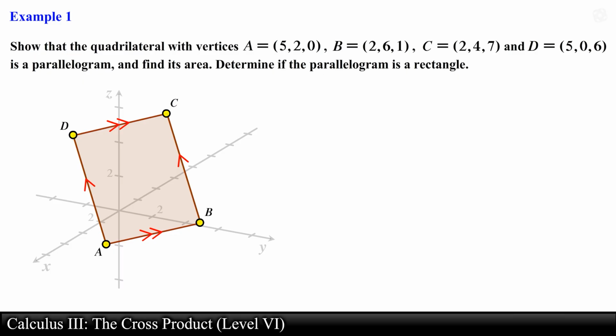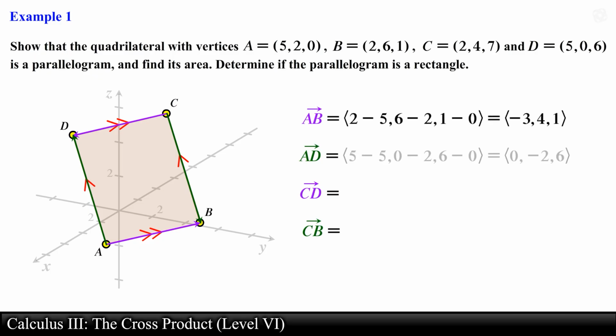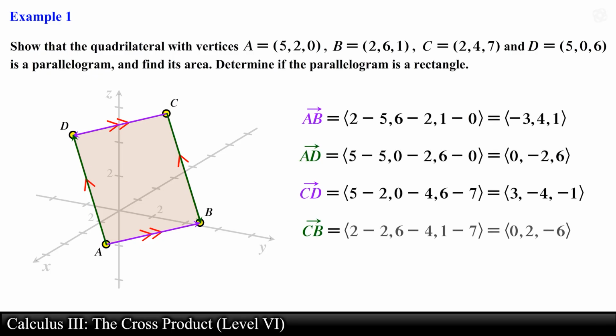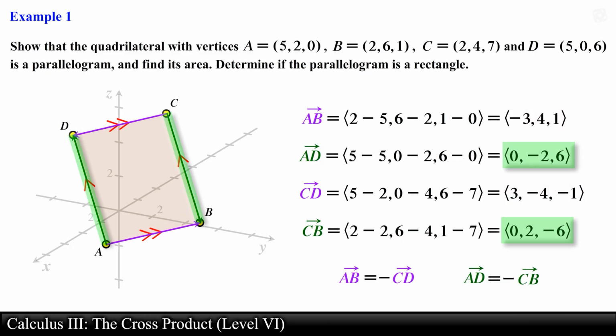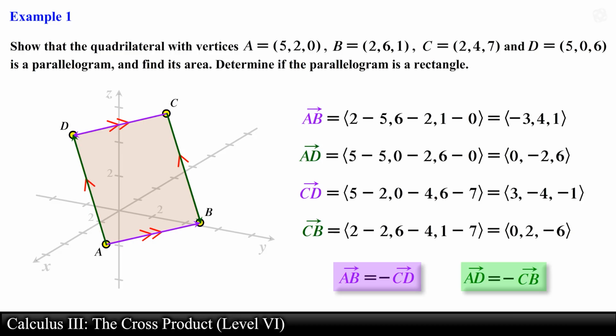Let's go ahead and find the vector representation of each side. Vectors AB, AD, CD, and CB will have the following values for their components. Notice that vector AB is equal to the negative of vector CD, and vector AD is equal to the negative of vector CB. This means that vector AB is parallel to vector CD, and vector AD is parallel to vector CB, since the vectors are a constant multiple of one another.